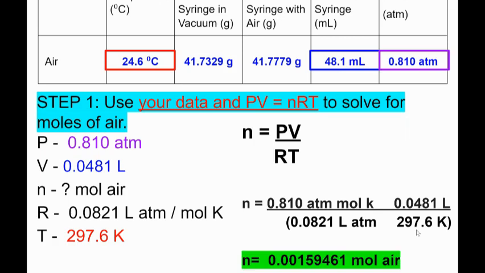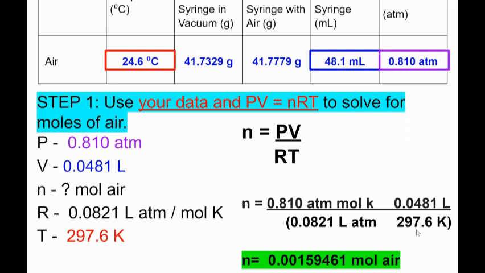It should make sense that our answer in moles is a very, very tiny number, 0.00159461 moles of air, because our syringe was very small. At standard temperature and pressure, 1 mole of gas is 22.4 liters. Envision a 2-liter soda bottle. If you have 12 of those, you have about a mole of air. Obviously, we had way less than a mole of air in the syringe we used in this lab. So it should be logical that our answer for moles is a very small number.